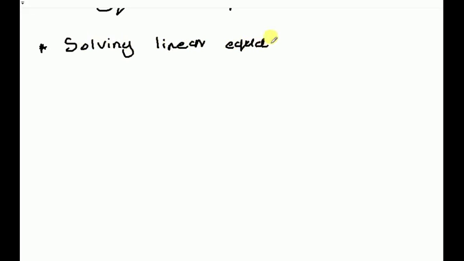I didn't want to use the eraser because it's slow and it's small, so I hope you understand. So the next topic we'll be doing will be solving linear equations. I think I already had the word solving. Okay. Solving linear equations.